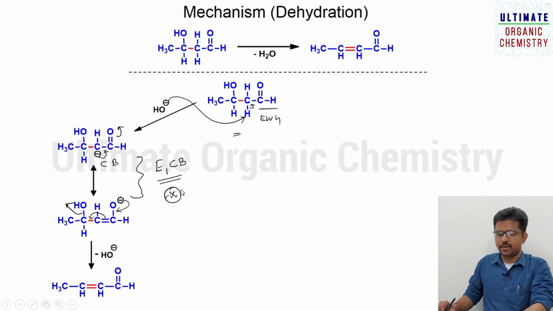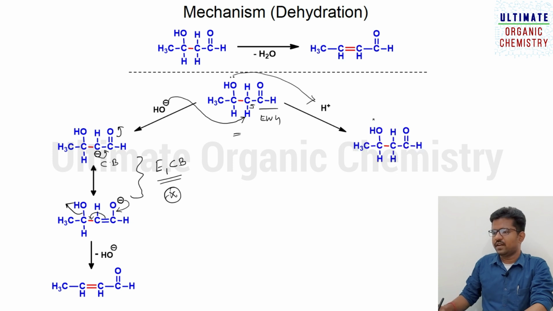Now if you happen to check the acid catalyzed mechanism, as usual, this hydrogen will be reacting with this lone pair of the oxygen atom, and it forms this type of intermediate. Once it is formed, what happens here?